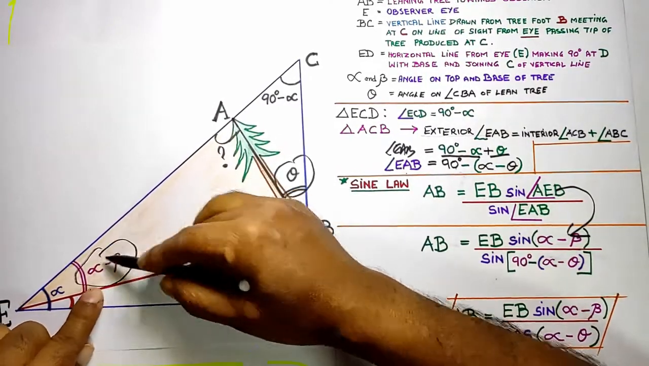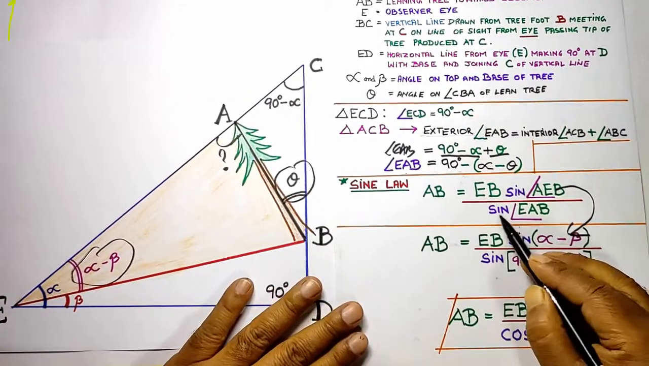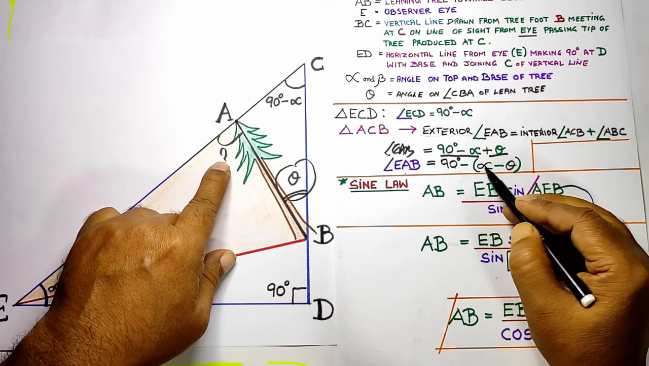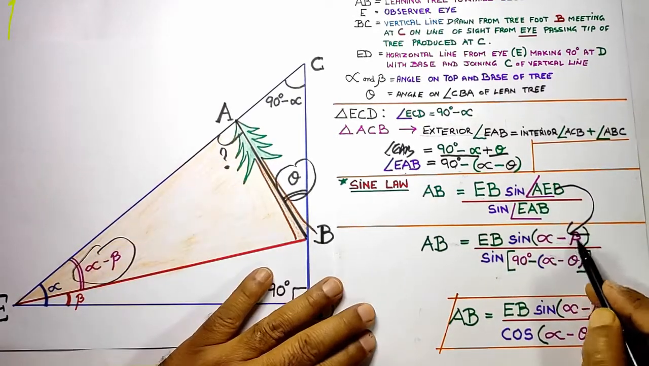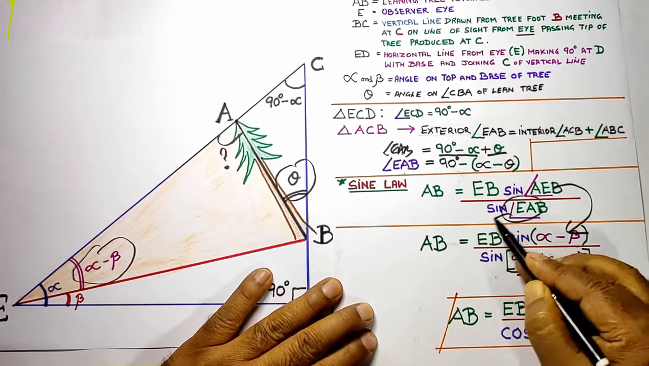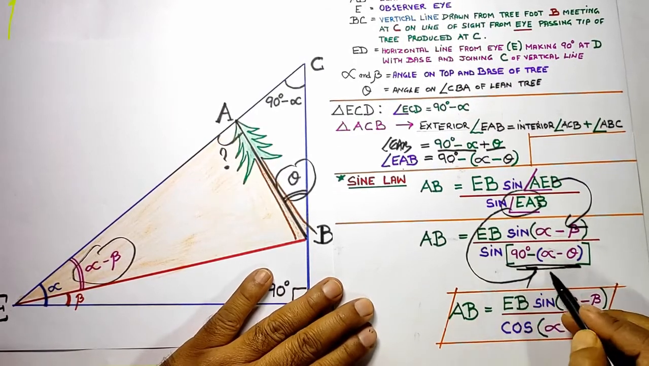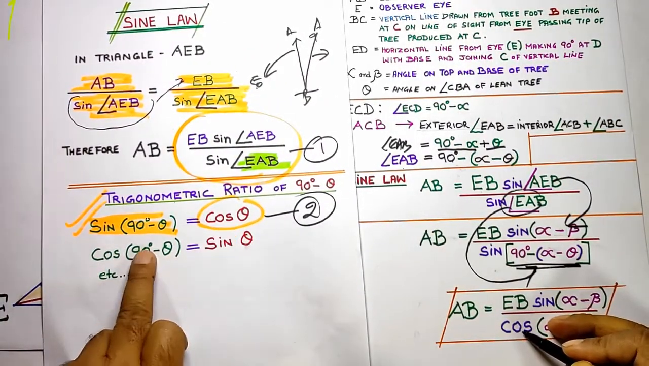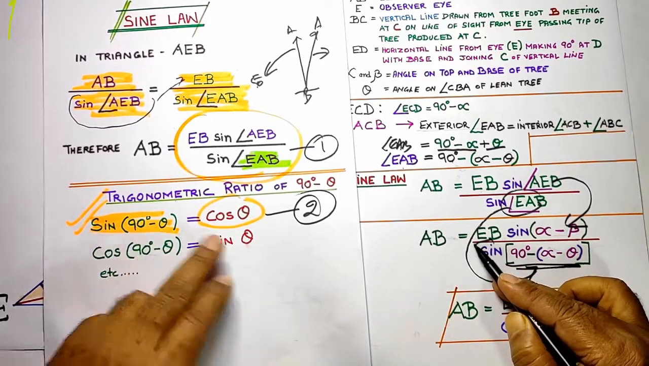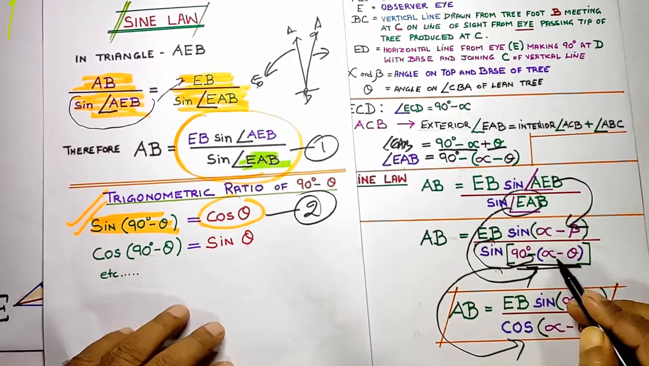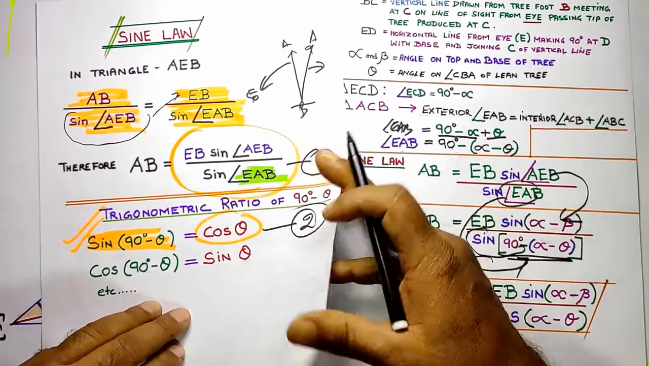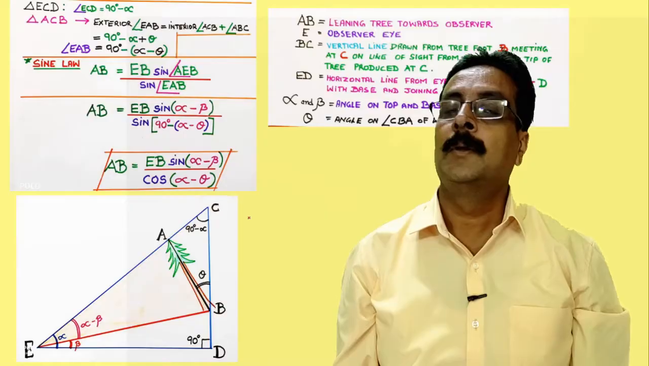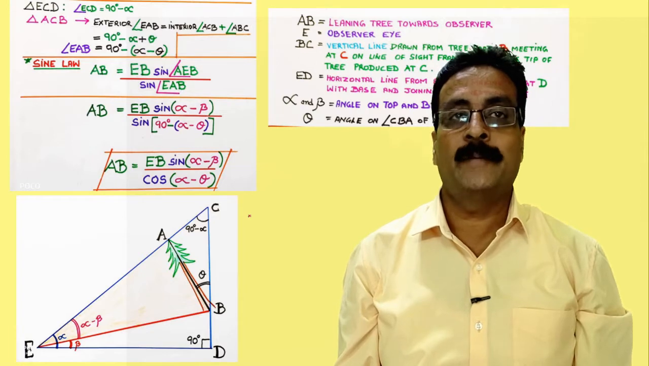We are putting this alpha minus beta here, and then in sine EAB, this one we got it here, 90 minus alpha minus theta. We are putting this value of EAB here. So now again the same thing. This sine will become cos by trigonometric ratio. As I told you, this sine 90 minus theta will become cos here, and this will remain the same, and we can find out the height of a tree when the tree is leaning towards the observer. So this way we can find the height of a tree.